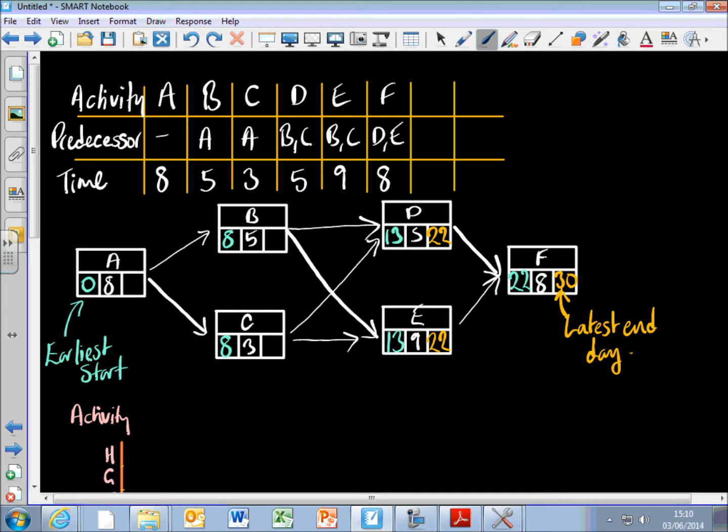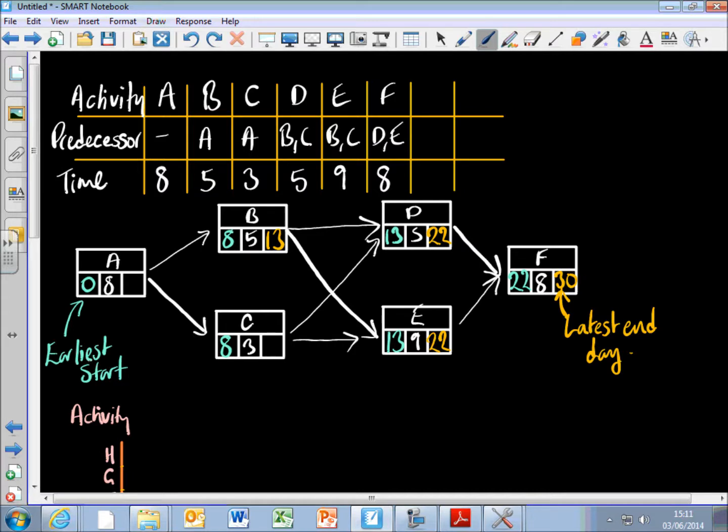Okay. Now I'm going to pick the smallest number. Not like when I went from left to right, I added up the two numbers and picked the biggest. Here we're looking for the latest end day. So 22 take away 5 is 17, and 22 take away 9 is 13, and I'm going to pick the smallest. So the latest date I can finish B by is 13, which means that E can get started on day 13.